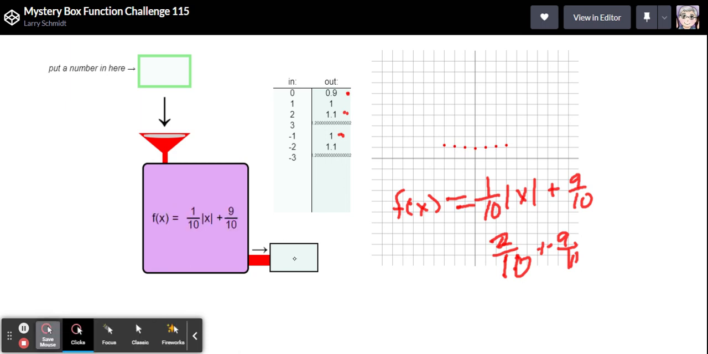So let's go ahead and reveal. And there it is. So f of x equals 1/10 times the absolute value of x plus 9/10. And we can graph that as well, a very shallow v for that absolute value function.